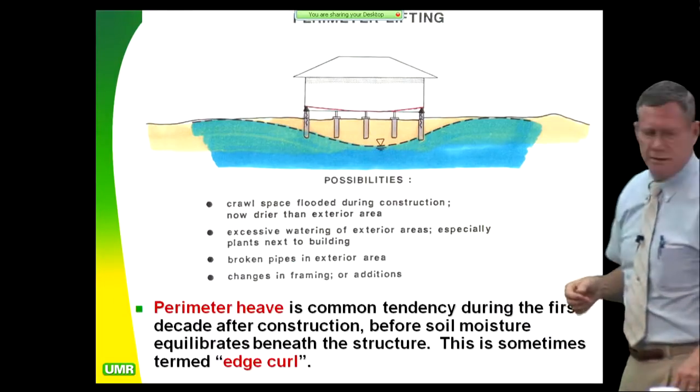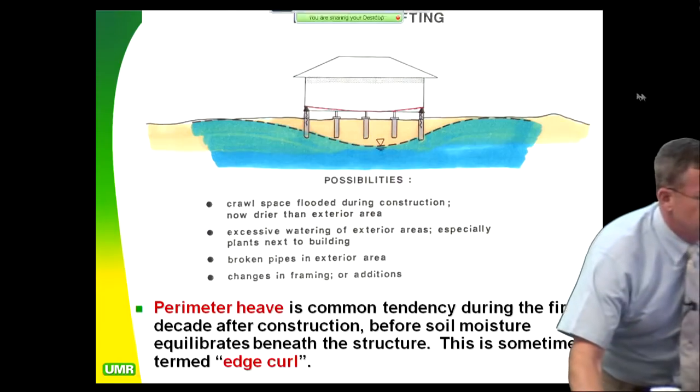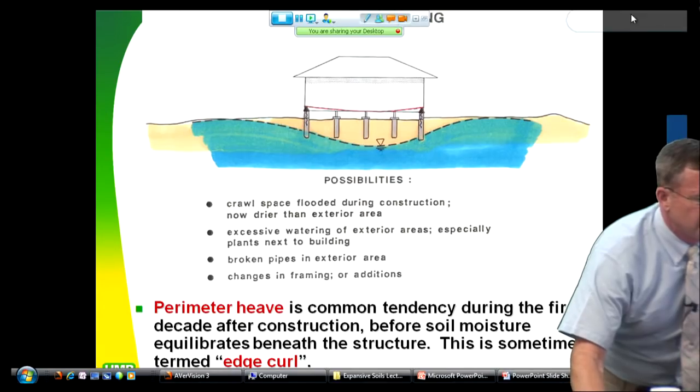And then you're going to get much better uniform performance out of the structure. Now, perimeter, I don't know why this thing's there. Can I hide this? I want that out of the way.